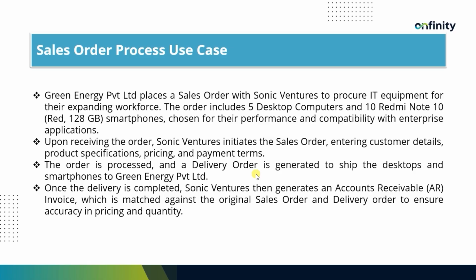Finally, once the delivery is completed, Sonic Ventures then generates an accounts receivable (AR) invoice, which is matched against the original sales order and delivery order to ensure accuracy in pricing and quantity. With this, the transaction is completed seamlessly, giving both Sonic Ventures and Green Energy Private Limited a transparent, accurate, and auditable record of the entire sales cycle.